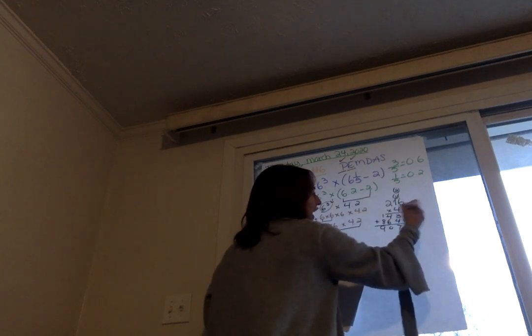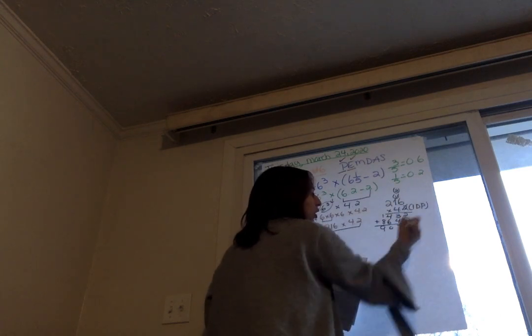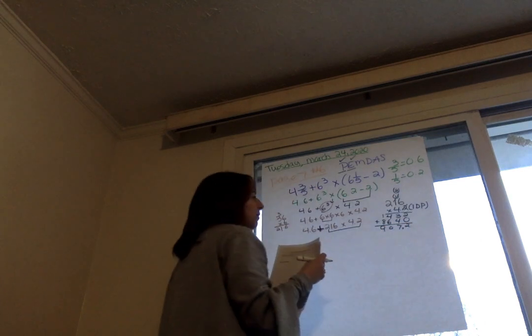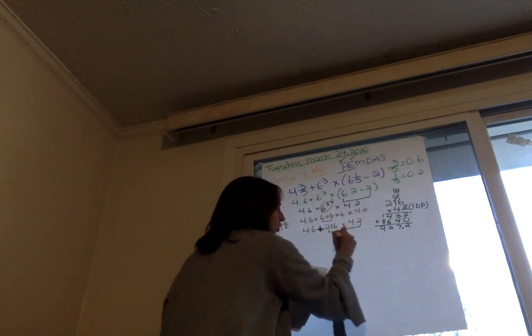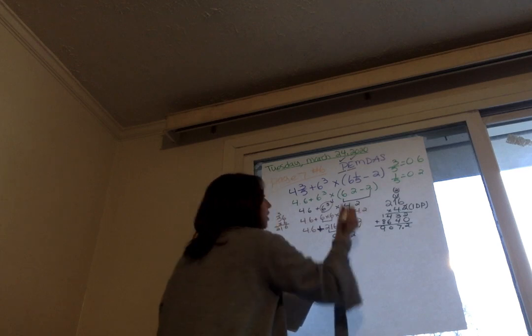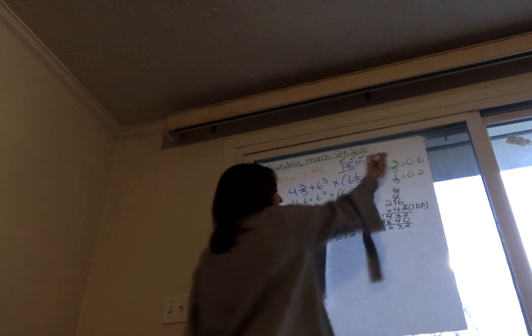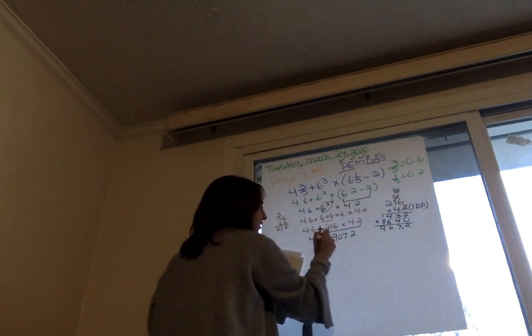Now this one had 1 decimal place. So here's the decimal here. I'm going to move it over. Now I get 907.2. I took care of multiplication. There is no division, so next I have to add. I'm going to add 4.6.